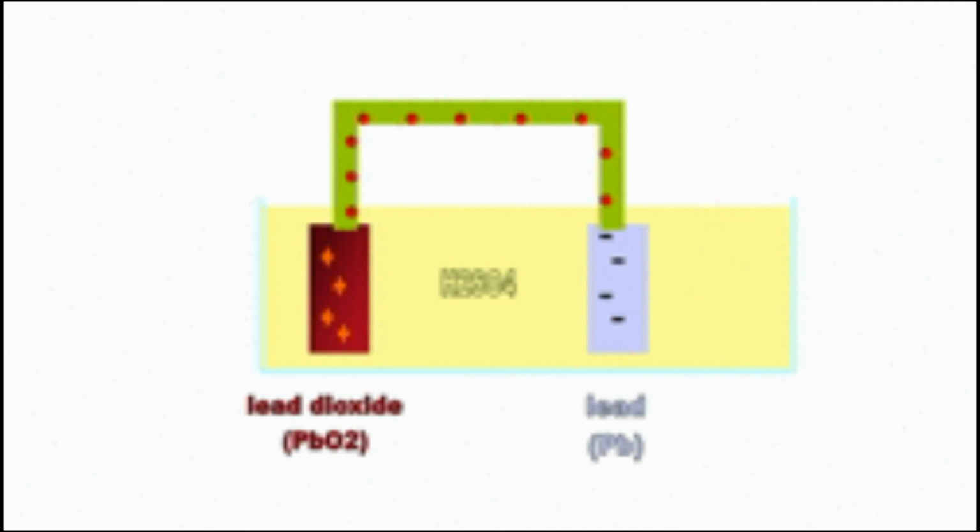You have electrons going from atom to atom. Okay? And they get out of the right-hand side there, which is the negative pole, and that's the lead pole, and it goes all the way to the other side, which is the positive side. That's where the electrons end. That's where they want to go. That's what's drawing them there, and that's the lead dioxide.